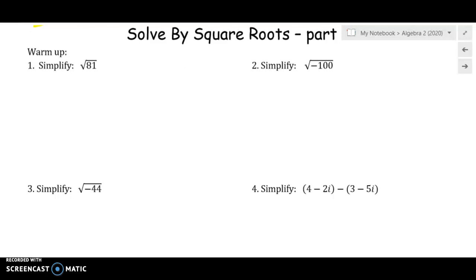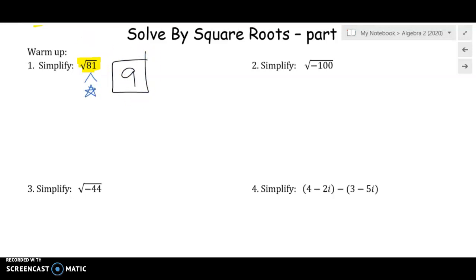So problem 1 is to simplify. How we simplified these is first we checked if it was a perfect square or we made the factor tree. So you can always break it down with the factor tree. However, the square root of 81, I put a star next to this because this is a perfect square. You should just know that that's 9.